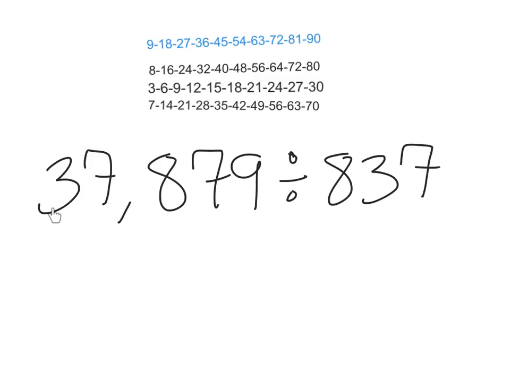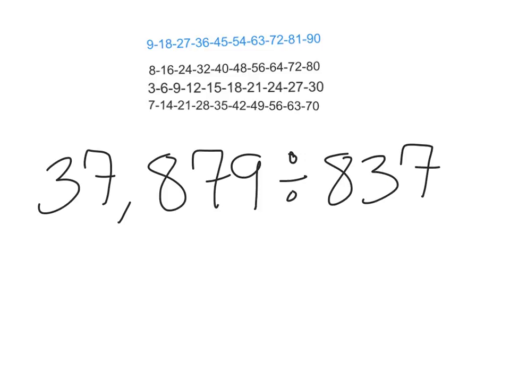And here we go. 37,879 divided by 837. And as you see, I wrote my 8s, 3s, 7s, and then I also wrote my 9s because I'm going to estimate this up to 900.